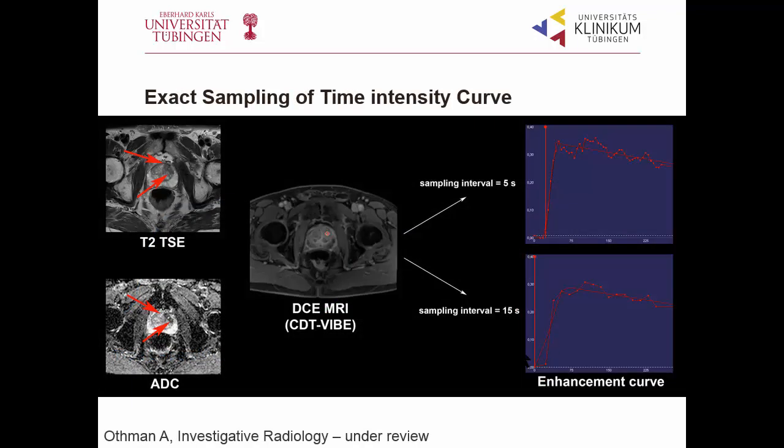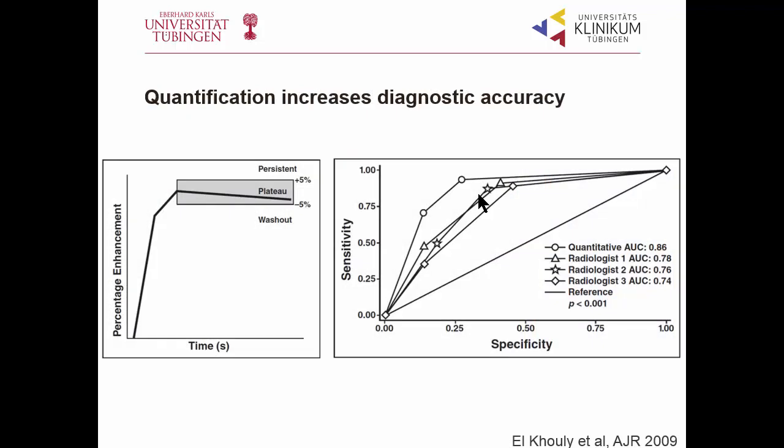And this is an example of how temporal resolution is important to better assess the enhancement curves. Here we can see a temporal resolution of 15 seconds. This almost looks like a plateau phase. With a temporal resolution of 5 seconds, we can better see this initial peak and can better address the downslope form of the curve. And sometimes it's quite difficult to distinguish between a plateau and a washout or a persistent curve.